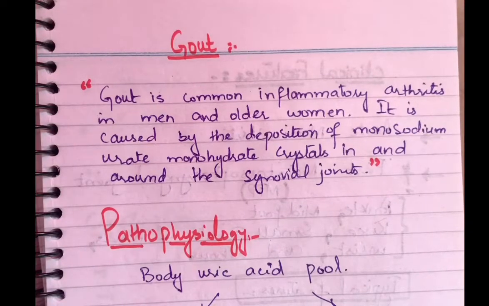Today we are going to discuss the clinical features of gout. What is basically gout? Gout is caused by the deposition of monosodium urate monohydrate crystals in and around the synovial joint. When these crystals accumulate in the joint, how does our patient present to us? So we suspect that our patient is suffering from gout.